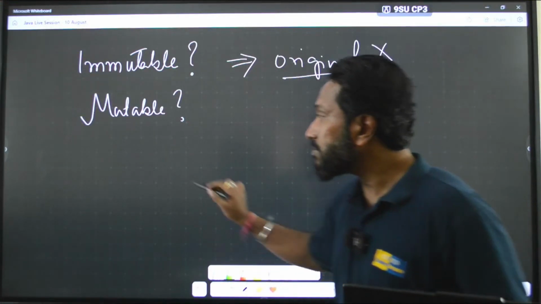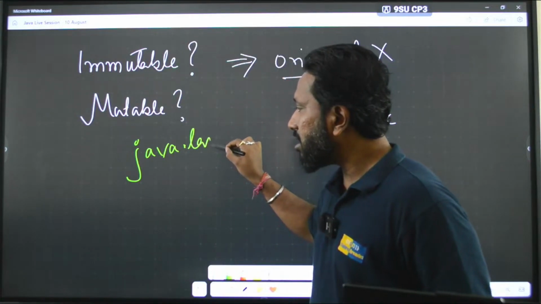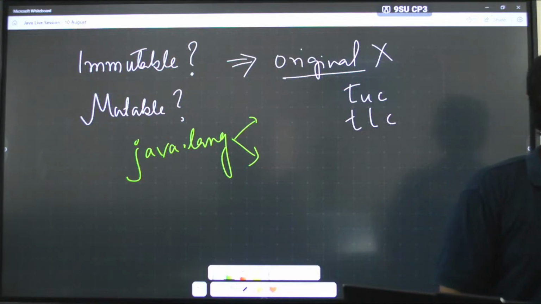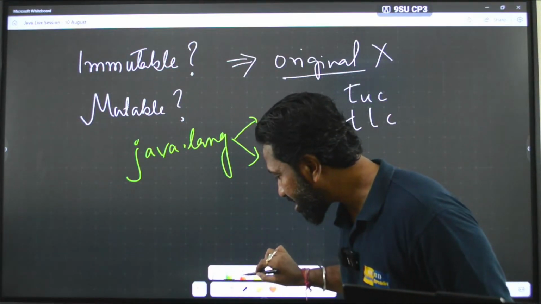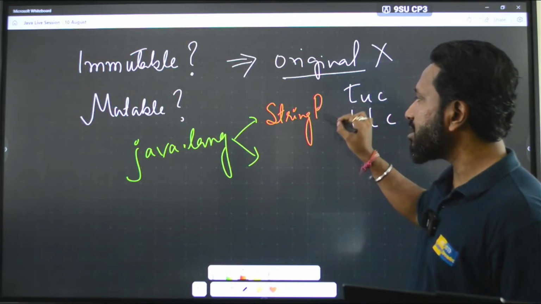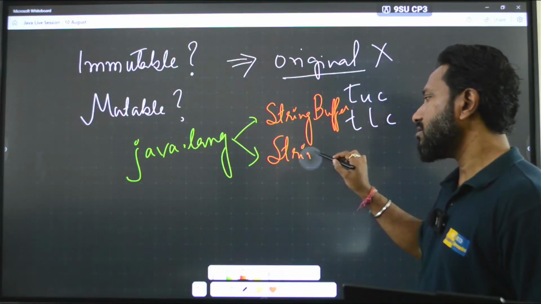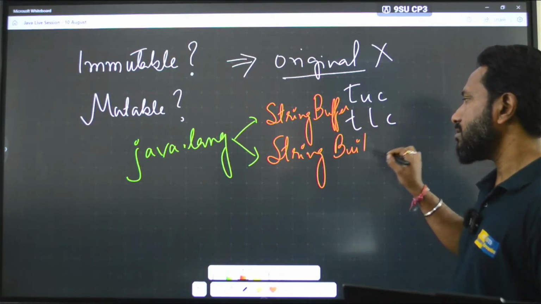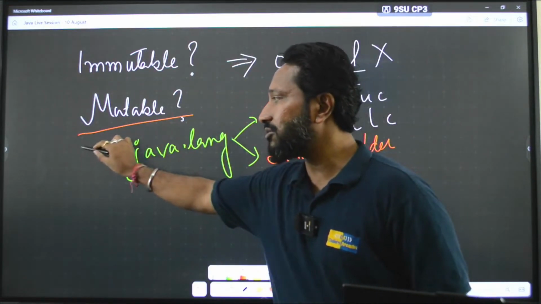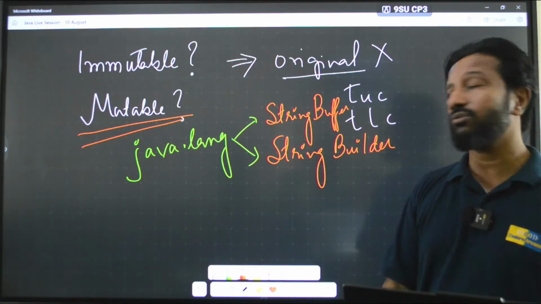Those are present in the same package, java.lang. Can anyone tell me? I am waiting for the comments. The class names are StringBuffer and StringBuilder. These are the two special classes in Java that help you to create mutable strings. We will learn about them dedicatedly in our coming classes. Don't worry about that.